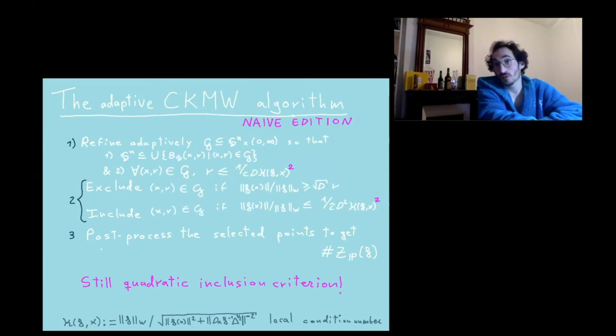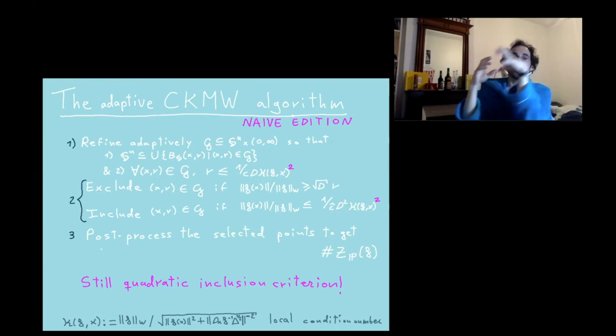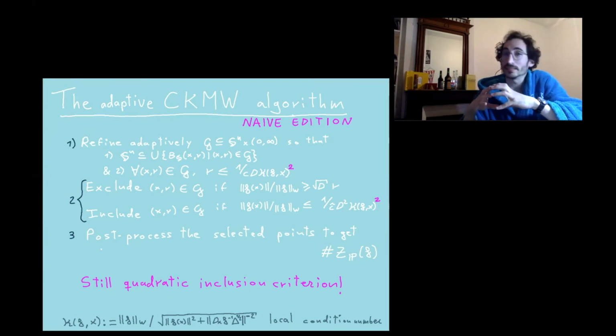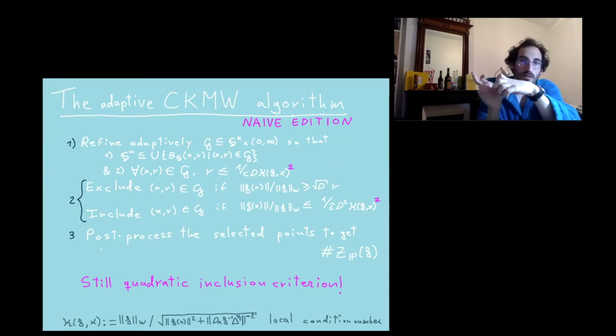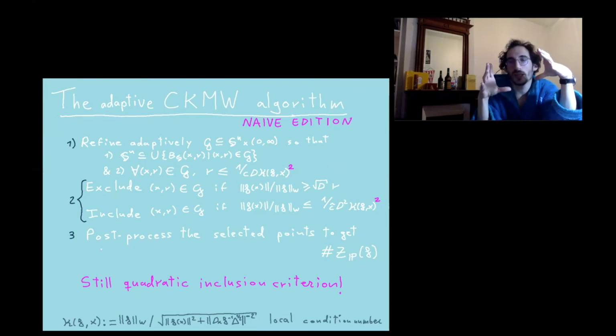So there we can see that in the inclusion criterion, there is a square. And unfortunately, when we do the naive version of the adaptive CCMW algorithm, we get a square. Note that here the Hausdorff distance, since the balls have different sizes, we incorporate inside the grid. Now our grid will be composed of points and certain radii. We want this to cover the sphere, and we want the radii to be controlled by the inverse of the local condition number.